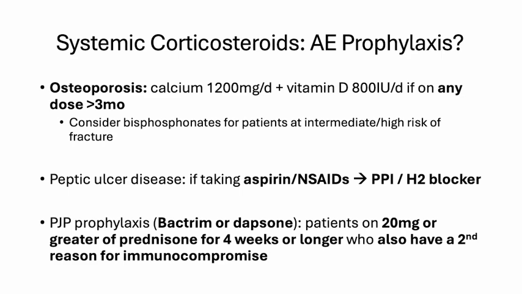For peptic ulcer disease, they recommended starting a PPI or H2 blocker if the patient is taking aspirin or any other NSAIDs regularly. For PJP prophylaxis, they recommended Bactrim or Dapsone for patients who are on 20 milligrams or greater of prednisone or its equivalent for 4 weeks or longer, who also have a second reason for immunocompromise.